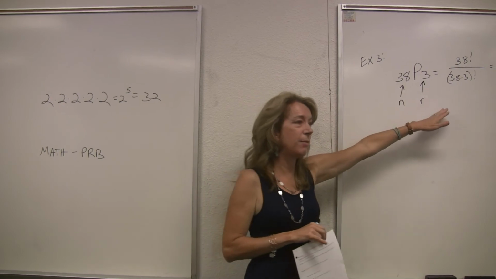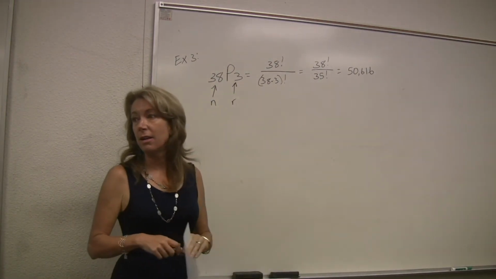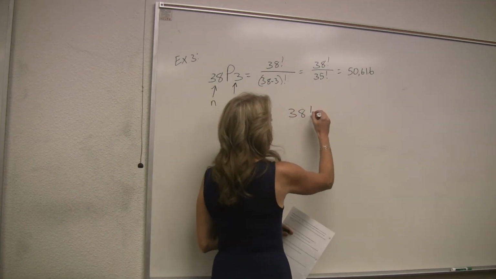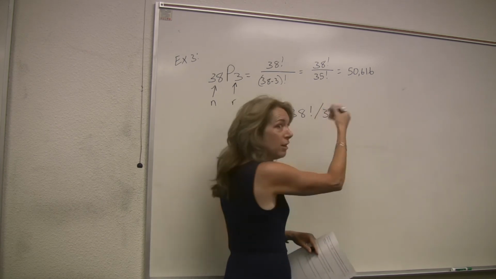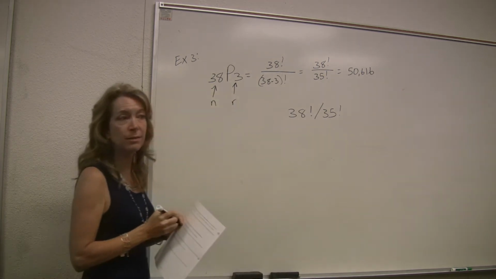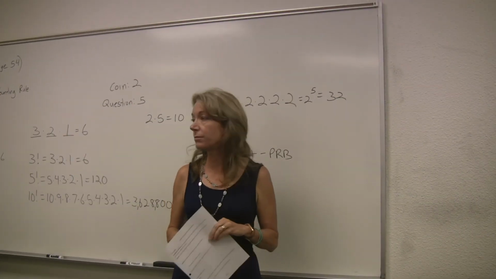Let's see if Hannah caught up with us yet. Did you get there? Are you still punching it in? How do you put it in your calculator? You'd have to do 38 and go in and get the exclamation mark, and then divide it by 35 and go in and get another exclamation mark. And then hit enter. On mine it's number 4. It's the exclamation point.